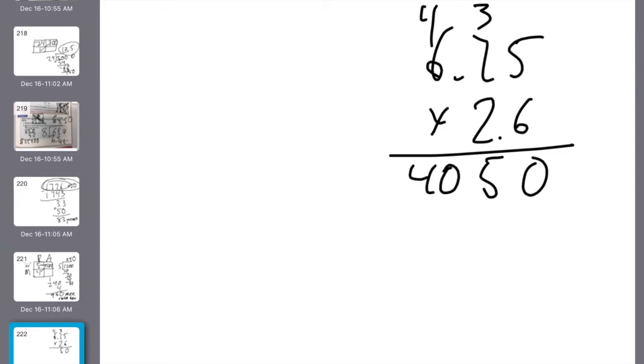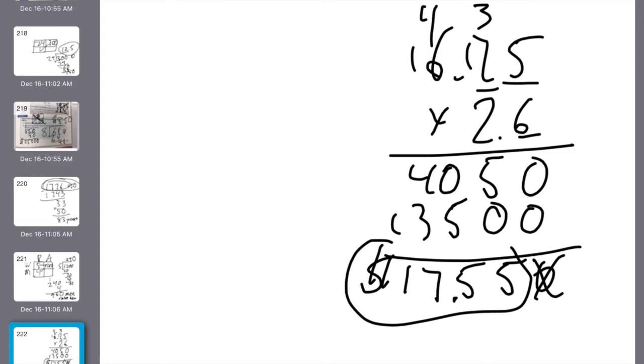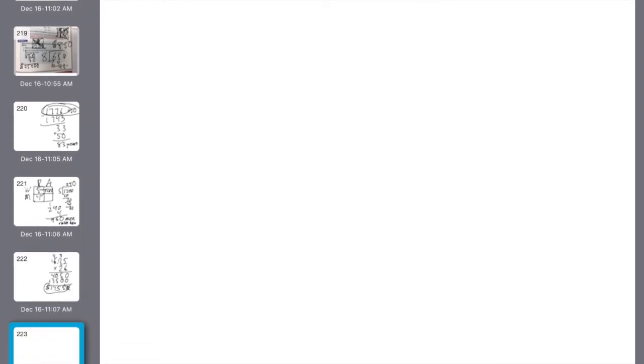30, carry the 3, 42 is 45, carry the 4, 36 is 40. Add a 0 to move to the next position. 2 times 5, 10, carry the 1, 14, 15, carry the 1, 12, 13. Boom, 0, 5, 5, 7, 1, 1, 2, 3, 1, 2, 3. That needs to go away. Good news, it's a 0, it goes away. $17.55.